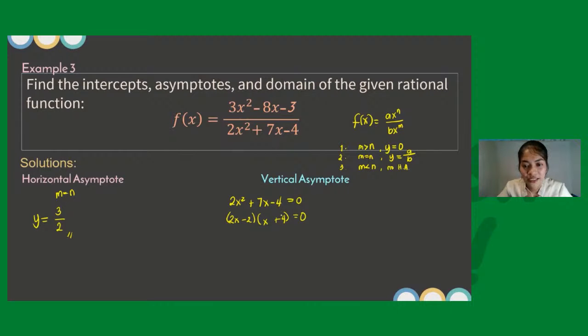So let's check. 2x times 4 is 8x minus x is 7x. And negative 1 times 4 is negative 4. So this will be our factors, and then we solve for the value of x by equating each factor to 0. So that will be 2x is equal to 1, divide both sides by 2. Therefore, the x value is 1/2. And on the other side, x plus 4 is equal to 0. So we will have x is equal to -4.